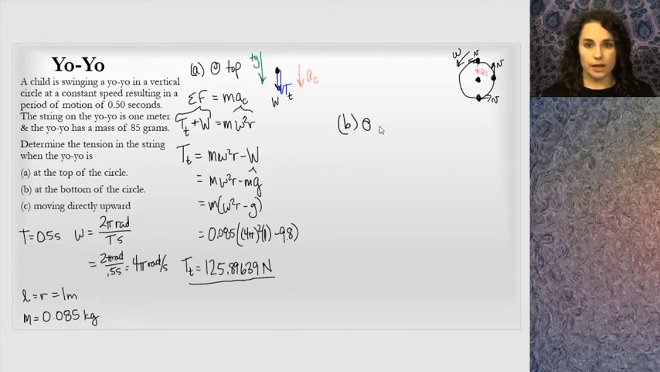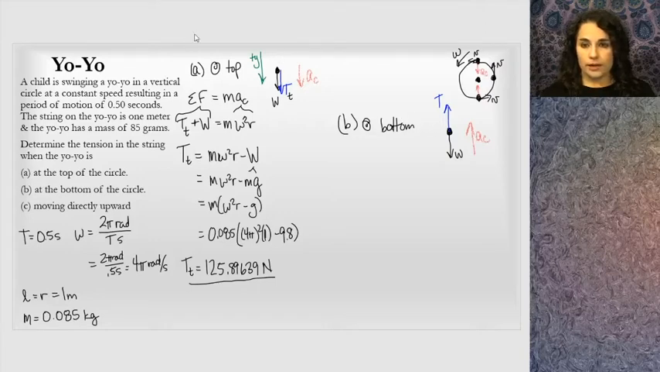B wants at the bottom. So let's draw a free body diagram of the yo-yo at the bottom. The yo-yo at the bottom still has a weight. It still has a mass. This time, the tension will be pulling towards the center, if you can imagine that. The tension pulling upward at the bottom rather than downward. And then also the acceleration needs to go in here. The acceleration will be towards the center of the circle. So in this situation, the centripetal acceleration is upward, as opposed to at the top when it was downward.